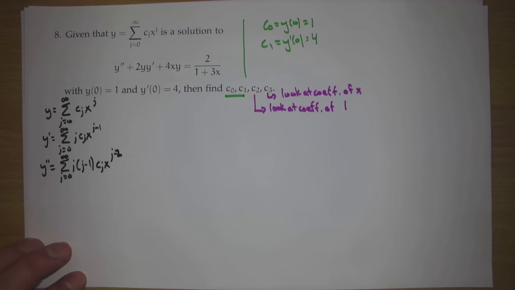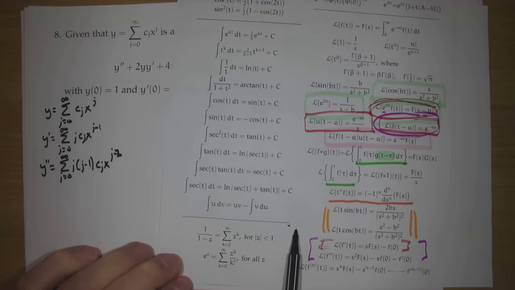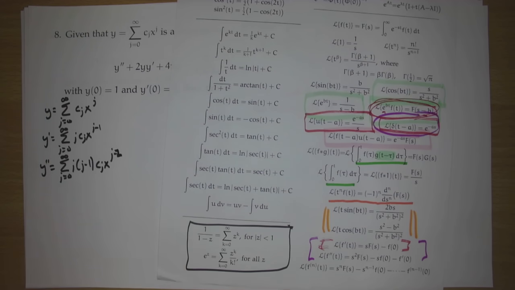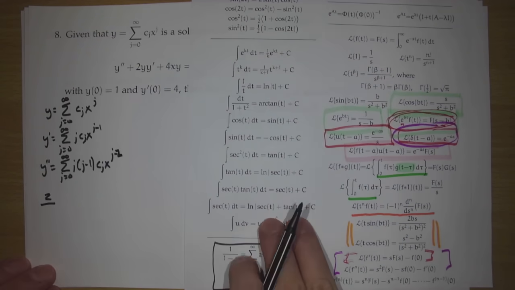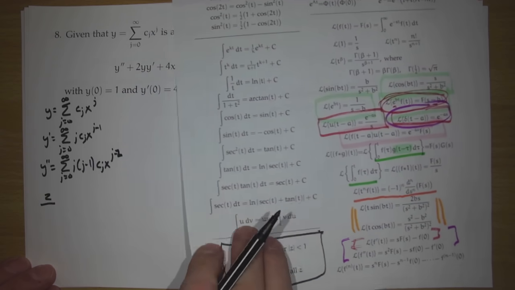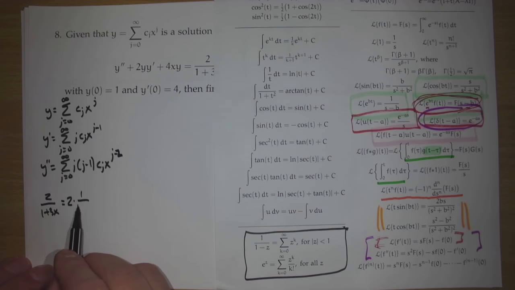2 over 1 plus 3x. Can we handle that? Remember, polynomial. Is that a polynomial? Or is there something that we can use to make it a polynomial? So be ready to look in the lower corner of your formula sheet. 2 over 1 plus 3x looks like geometric. So pull out the 2, 1 over 1 plus 3x.